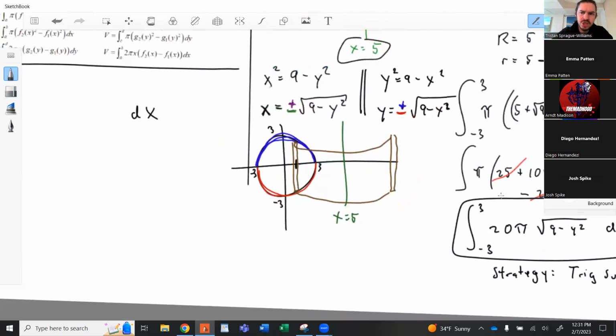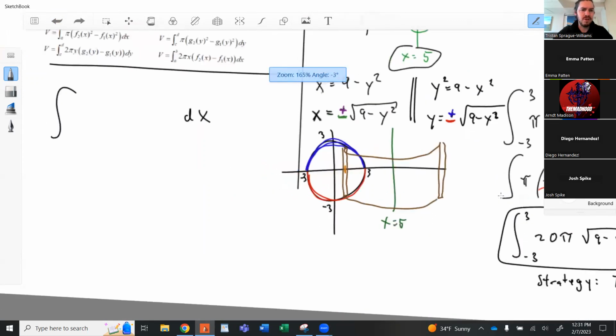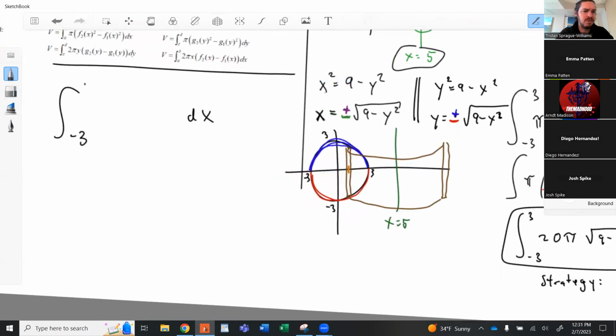So each individual shell corresponds to an x value, and we're going to do shells all the way across. This time we would take the range in x values for the limits of integration. It's the same because it's a circle, so we're still doing -3 to 3 on the x values there.